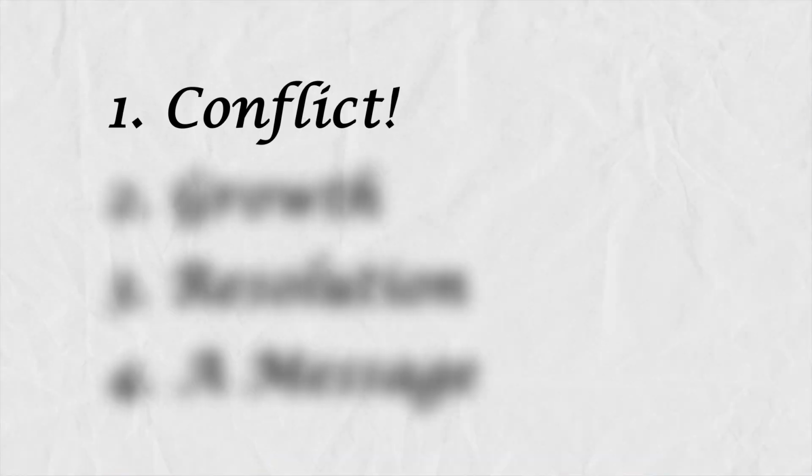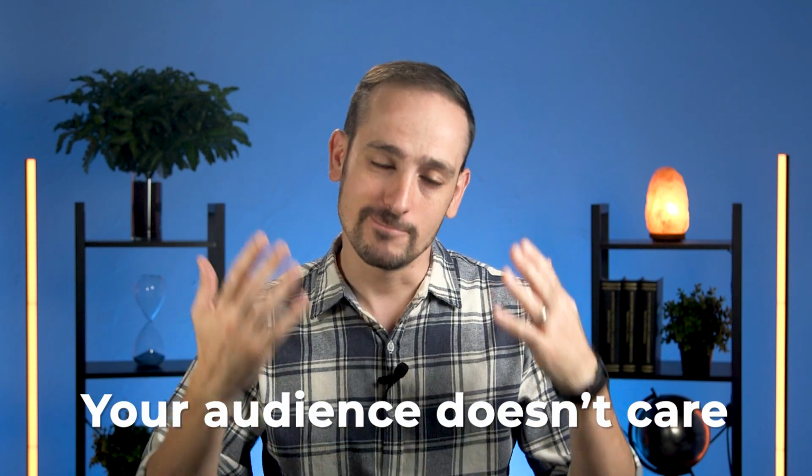Here are the 4 main building materials that every good story has. You can think of these like ingredients to make a delicious story. The first one is conflict. This is one of the most important parts of a good story. Every story needs conflict. It needs tension. No tension, no stakes. No stakes, no involvement. No involvement means your audience doesn't care.